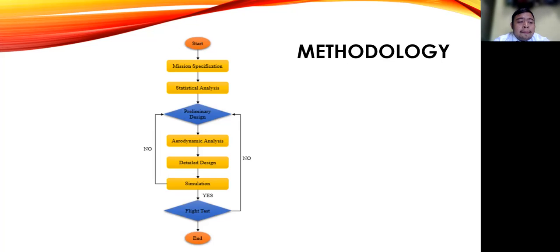Methodology is critical since it will prepare for selecting the best approach for the project. The figure shows the flowchart of the design methodology. Firstly, start with the mission specification, and then statistical analysis, and next preliminary design, aerodynamic analysis, detailed design, simulation, and lastly flight test.